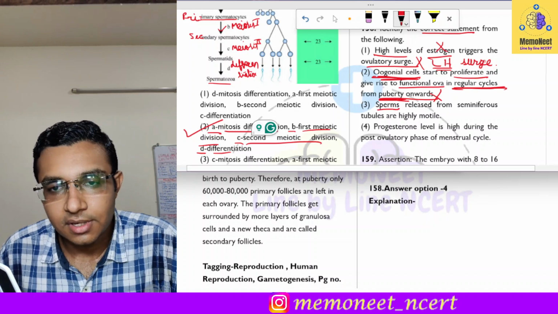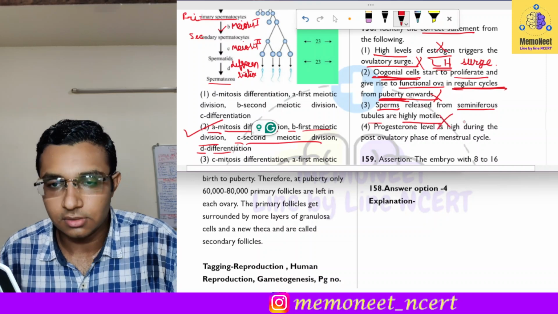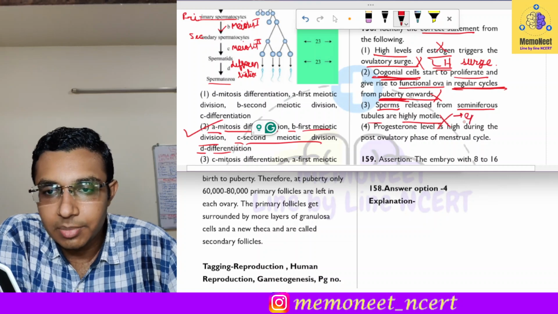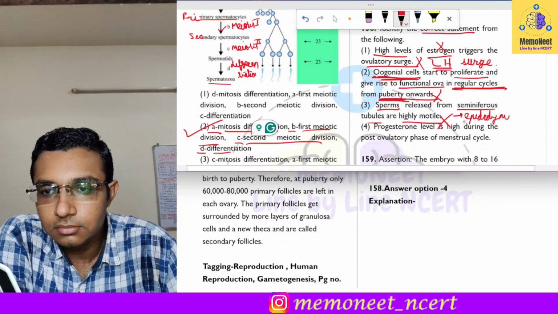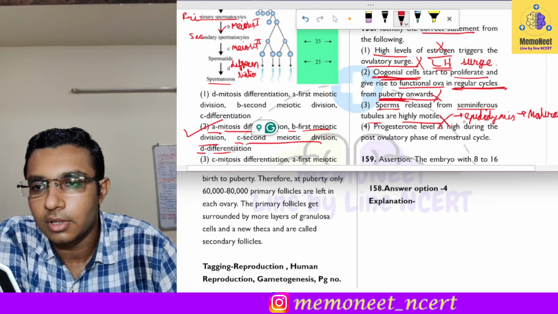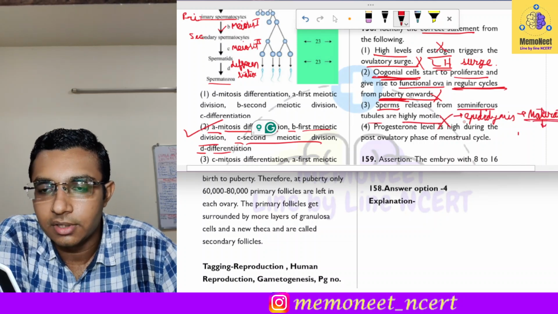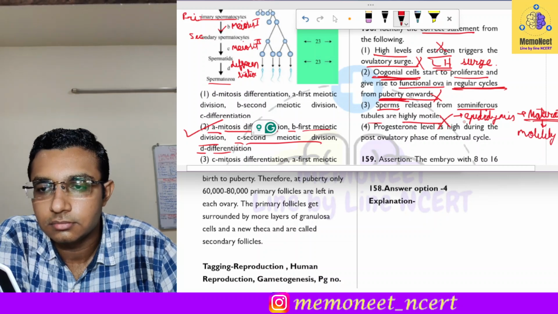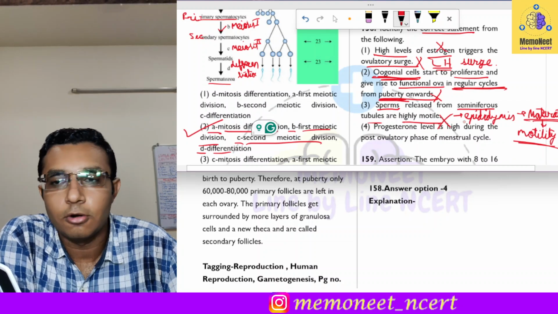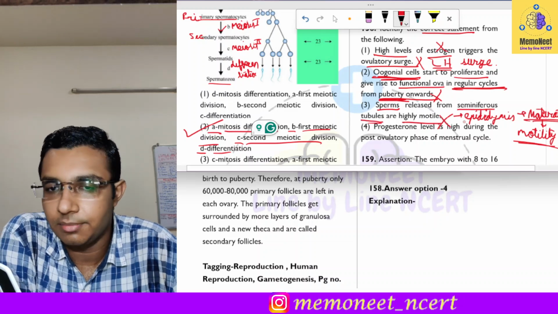The third statement is: sperms released from the seminiferous tubules are highly motile. So is this true? No, this is also not true, because after the release from the seminiferous tubules they are transferred into the epididymis. For what purpose? For maturation. And the sperm in the epididymis are only able to get motility. So motility is achieved by the sperm when they enter the epididymis and undergo maturation. They are not motile after getting released from the seminiferous tubule. So this statement is also incorrect.